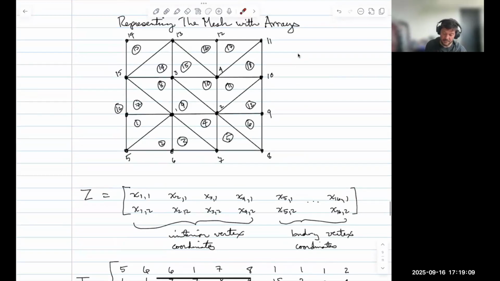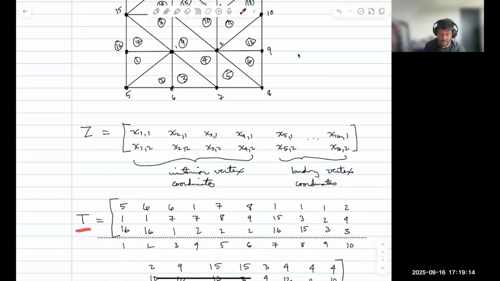Now, again, thinking about this mesh here, I need what's called a T mapping. The T mapping tells us what vertices are in what triangles. So for triangle 1, where is triangle 1? Triangle 1 is here. Usually there's some numbering convention, but it really doesn't matter as long as we agree to always number in counterclockwise order.